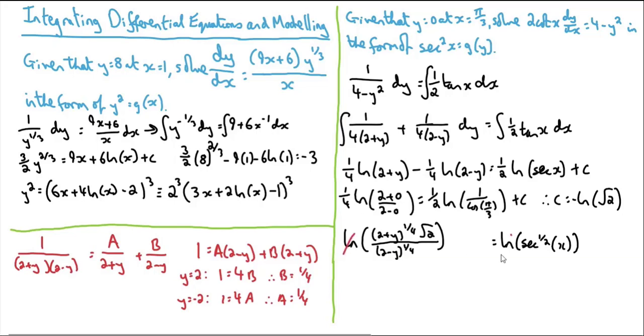Therefore, you can basically just get rid of those logarithms, leaving you with just the contents of the brackets having to be equal to each other. So 2 plus y to the power of a quarter times by root 2 all over 2 minus y to the power of a quarter is the same as sec x to the power of a half. Well, how are we then going to turn sec x to the power of a half into sec squared as we want? Well, squaring this term would turn it into a singular sec x, because power of a half is like square root. And then how would you turn the regular sec into sec squared?